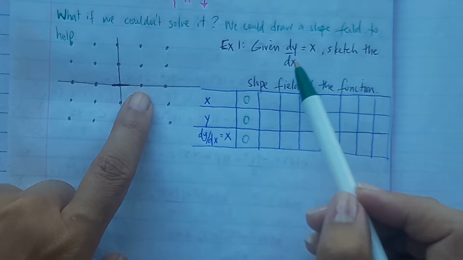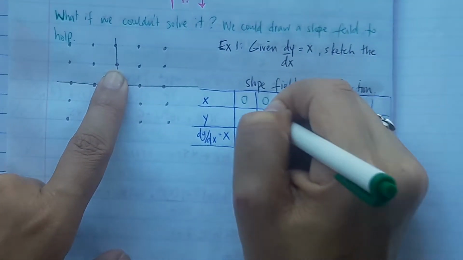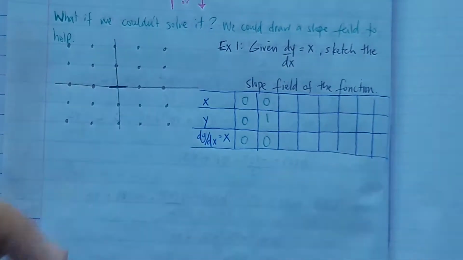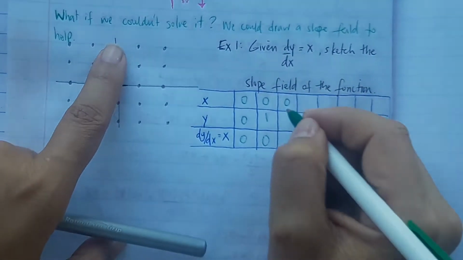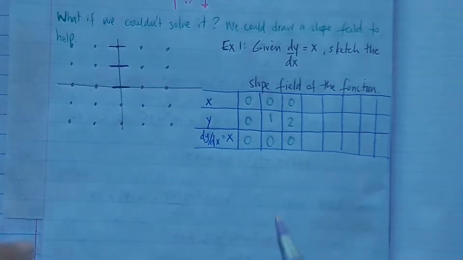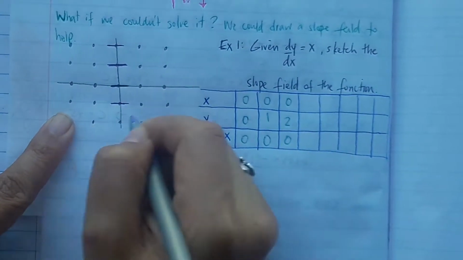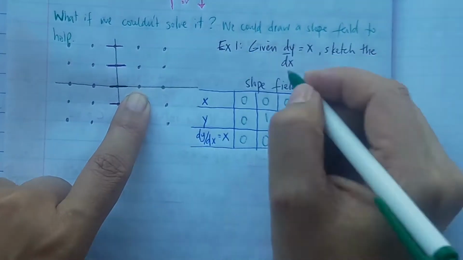Let's pick another point. Let's pick the point 0, 1. So let's see what happens at 0, 1. So that's that point there. dy/dx is 0 again, so it's horizontal. Let's pick another point, 0, 2. And we're going to see again dy/dx is horizontal. So everywhere x is 0, it's horizontal, so I can go ahead and fill that in. You look for patterns so that you can shortcut it a little bit.